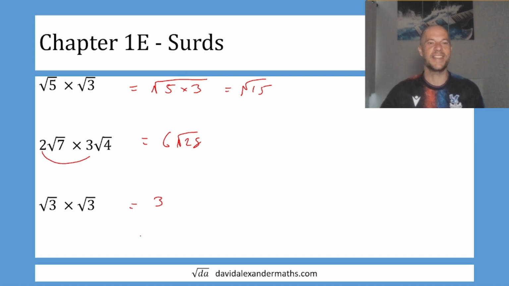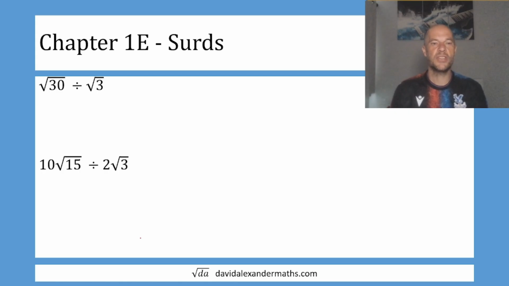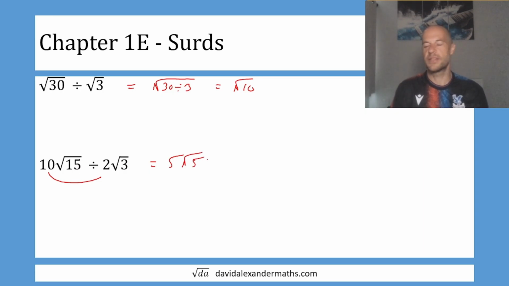Just remember that, easy. With division, this is similar. Root 30 divided by root 3 is root 30 divided by 3. That's the same thing. In other words, root 10. When there's a number in front, 10 divided by 2 is 5. Root 15 divided by root 3 is root 5. So that is 5 root 5.